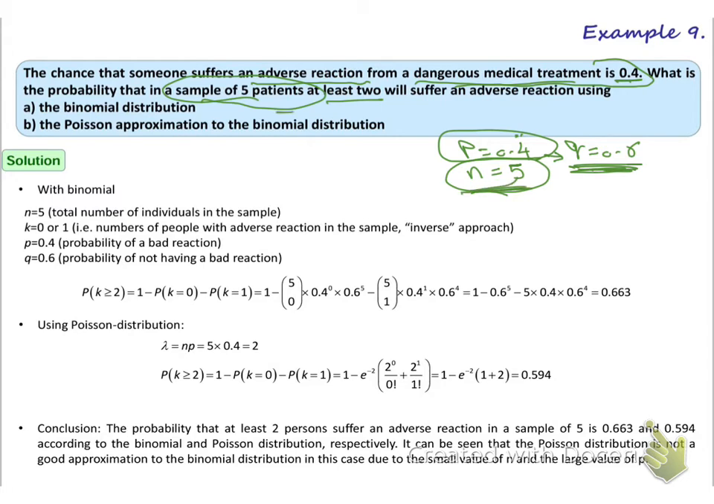So what is k? K will be the problem here. He will give me two as k, so at least 2. What is the probability that at least 2 suffer from an adverse reaction?